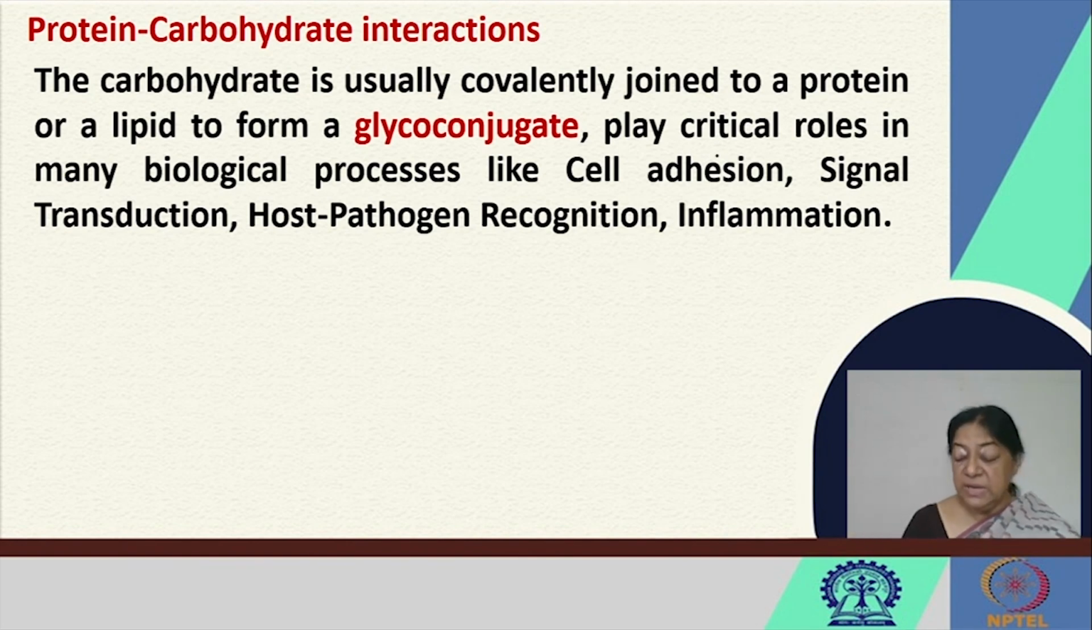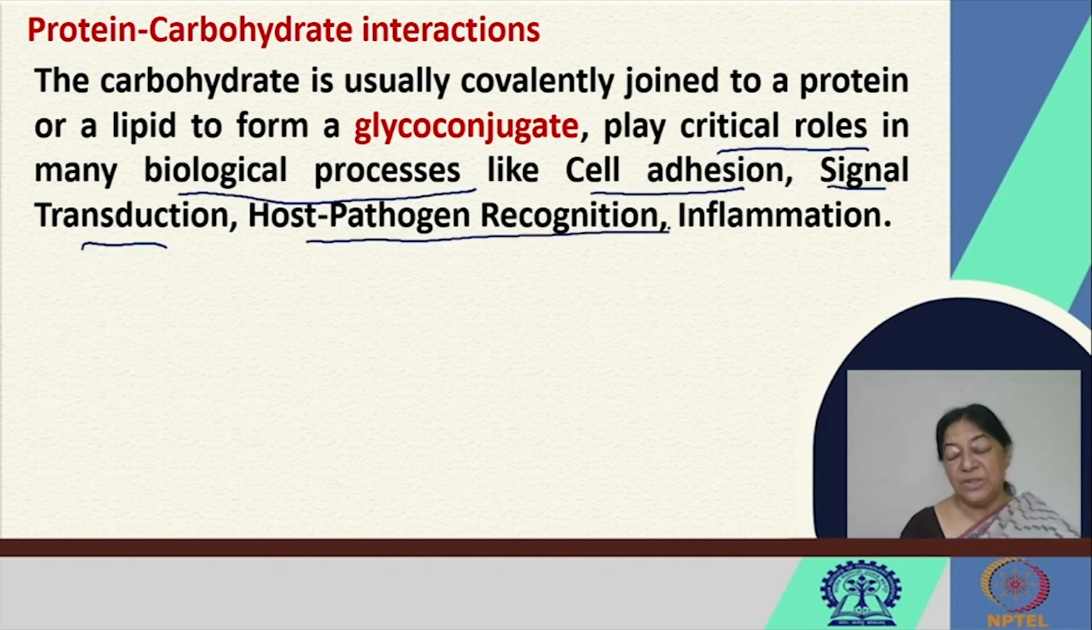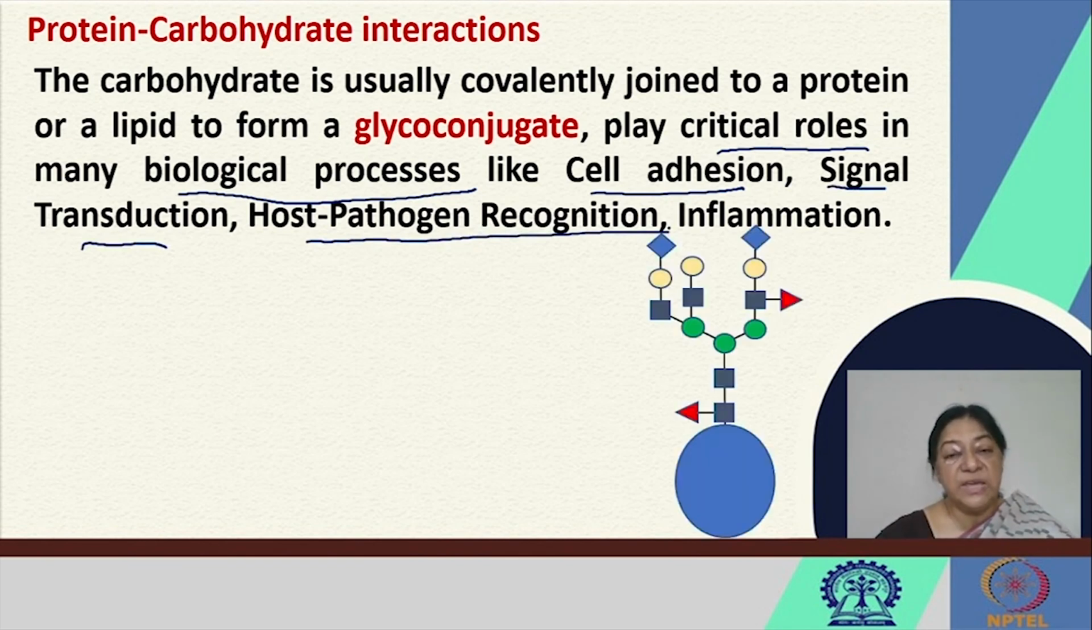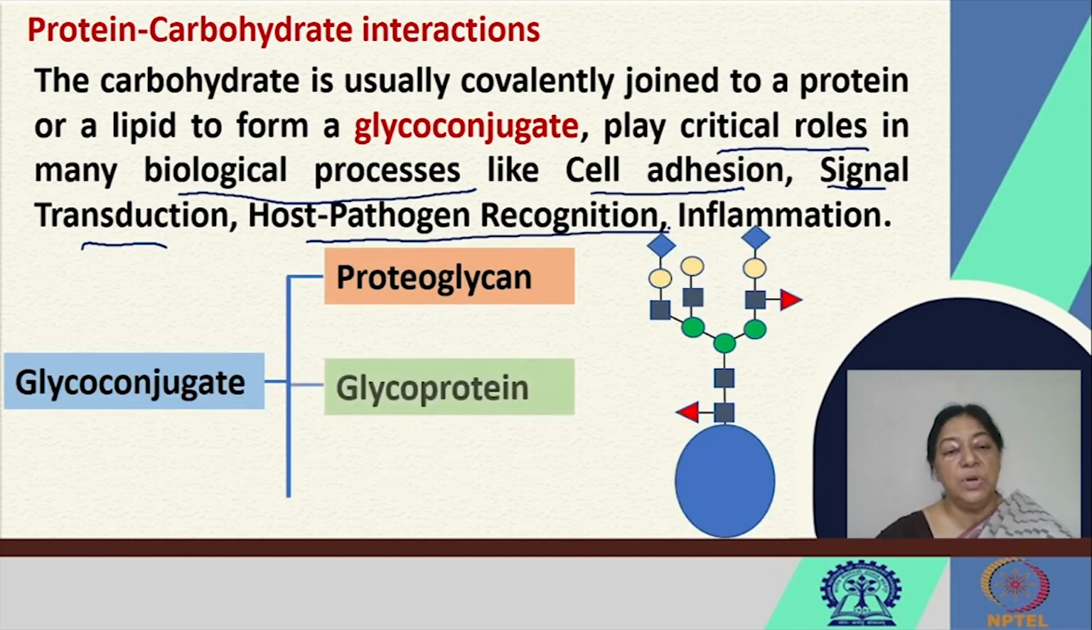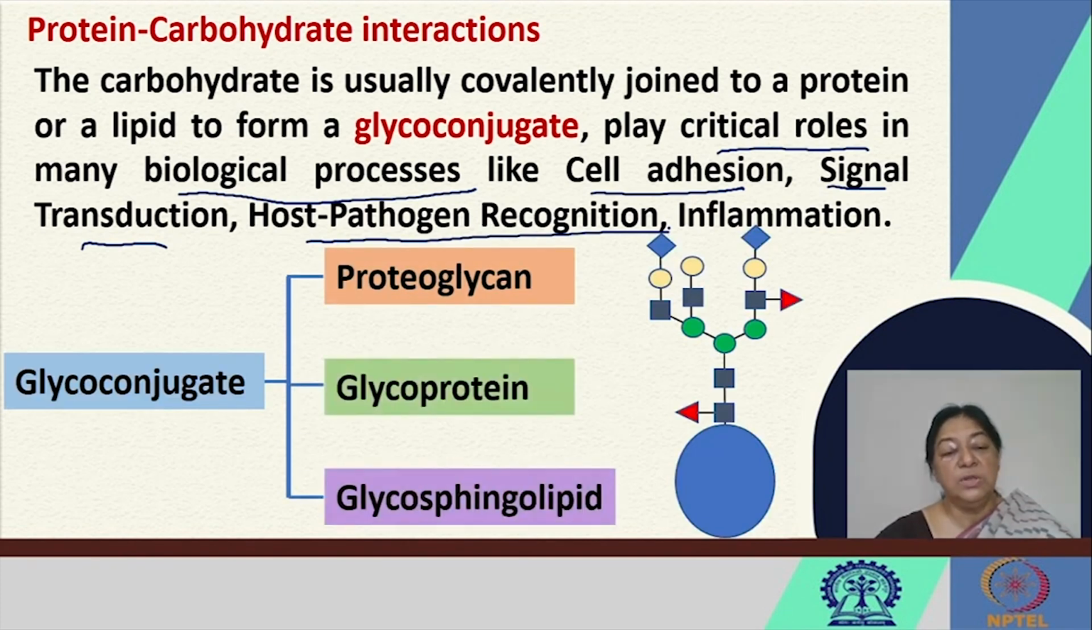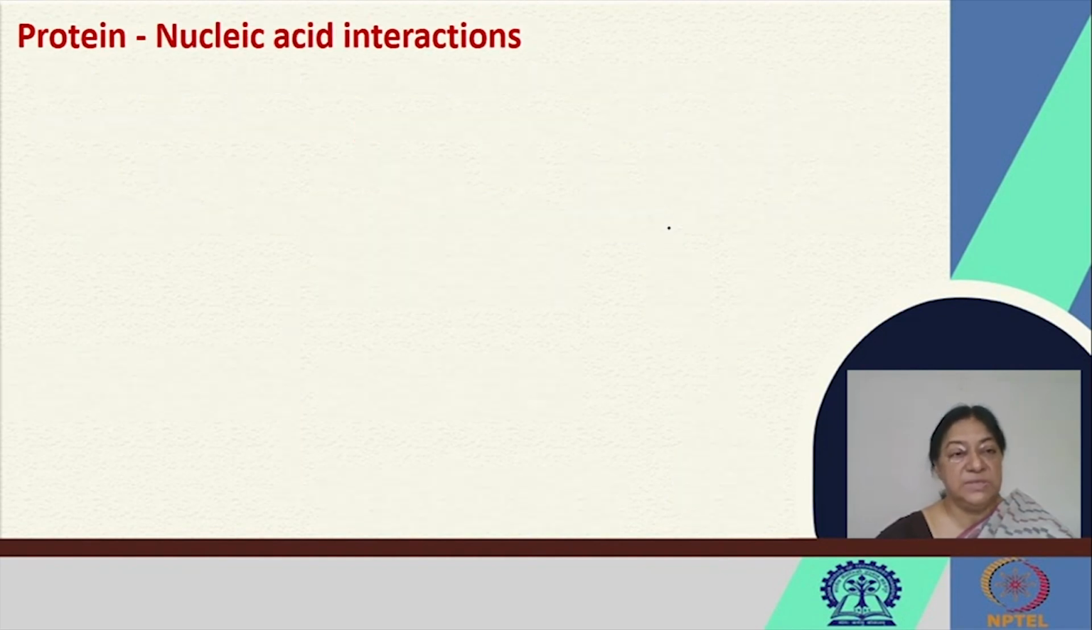And this plays critical roles in many biological processes like cell adhesion, signal transduction, host pathogen recognition, and inflammation. So the specific protein-carbohydrate recognition that occurs in terms of the glycoconjugate, where we have the proteoglycan, the glycoprotein, or the glycosphingolipid in terms of the lipid interactions, is extremely important in many processes.